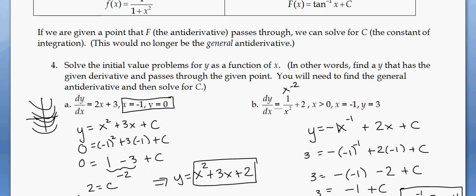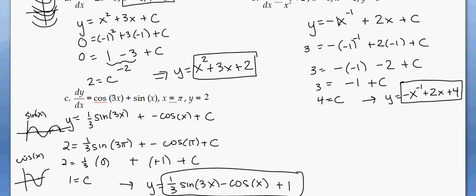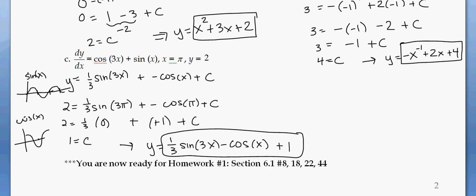And then we have our differential equations that we can solve. All right, so good luck with homework 1.